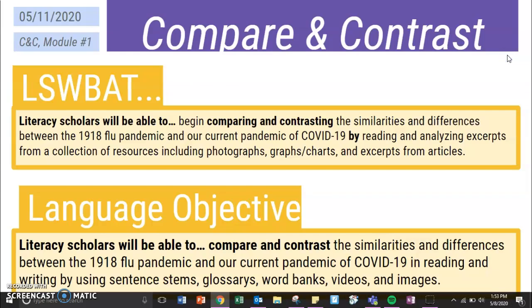Your objective today is that you will be able to begin comparing and contrasting the similarities and differences between the 1918 flu pandemic and our current pandemic of COVID-19 by reading and analyzing excerpts from a collection of resources, including photographs, graphs, charts, and excerpts from articles.